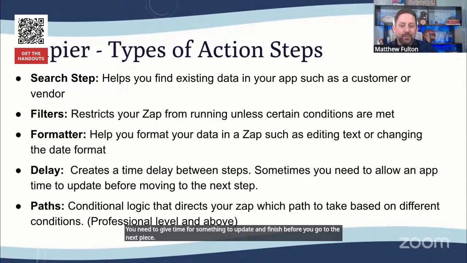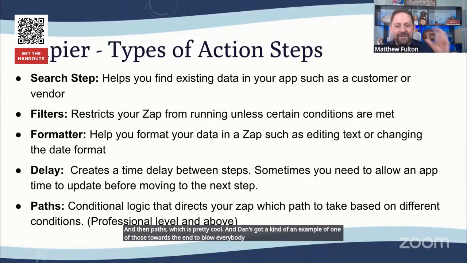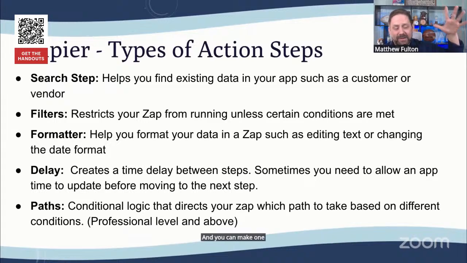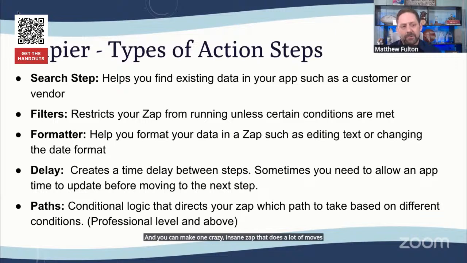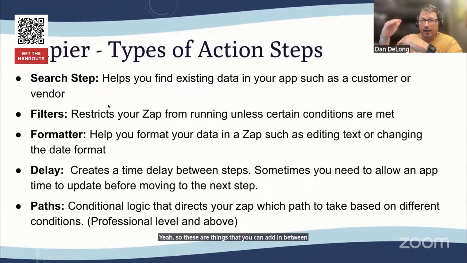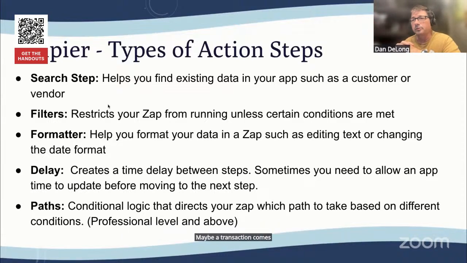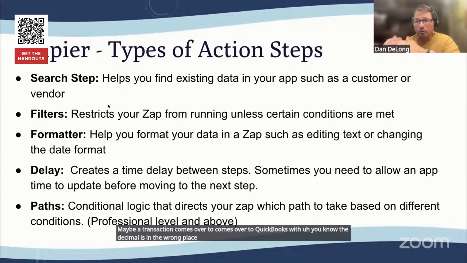And then paths, which is pretty cool. And Dan's got an example of one of those towards the end to blow everybody's mind, of conditional logic where you start to branch things off and you can make one crazy insane Zap that moves things a lot of different places, right? Yeah, so these are things that you can add in between your actions to get more out of, right? Because maybe a transaction comes over to QuickBooks with the decimal in the wrong place, right? You can use this numbering formatter to make sure that that's entered in the right way.